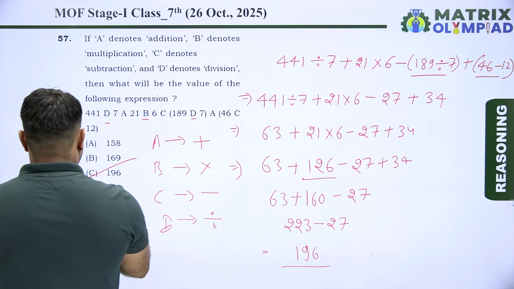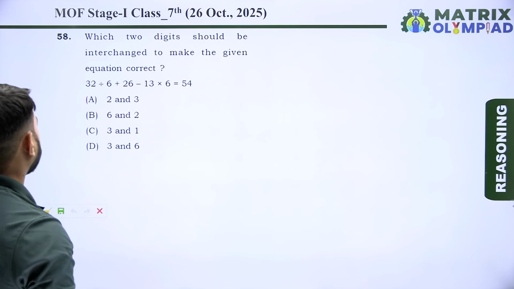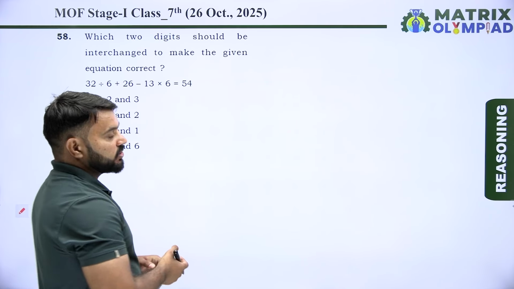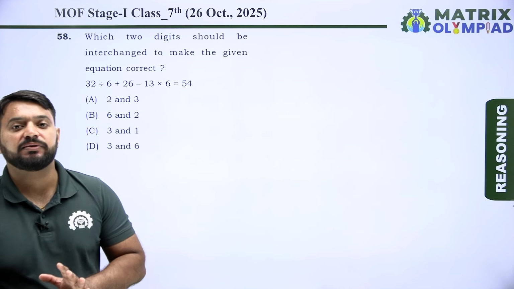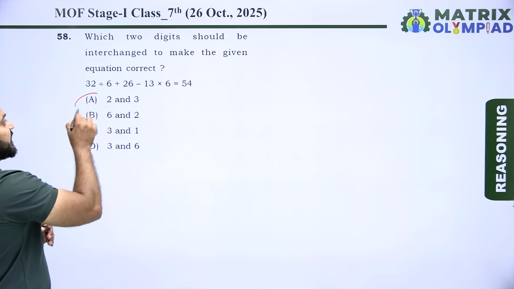Let's move on to the next question. So now the next question is question number 58. Which two digits should be interchanged to make the given equation correct? So in this question, options are taken one by one and then we check which option will follow correctly. So first taking option A.